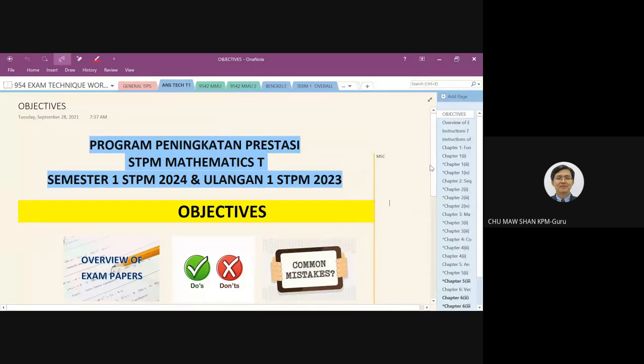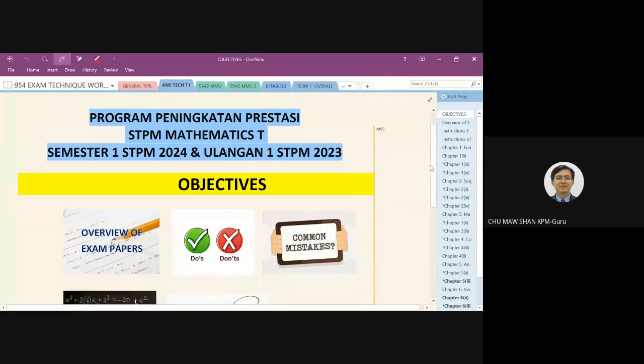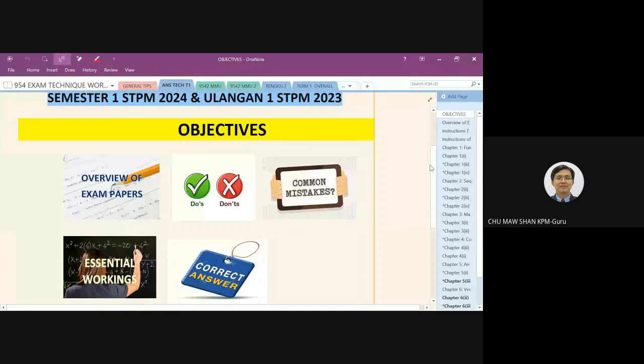Okay, so this program, Peningkatan Prestasi STPM Mathematics, involves candidates for this exam, Semester 1 STPM 2024, and candidates who are going to sit for the STPM 2023 repeat. Mainly there are 5 objectives we wish to achieve throughout this session.